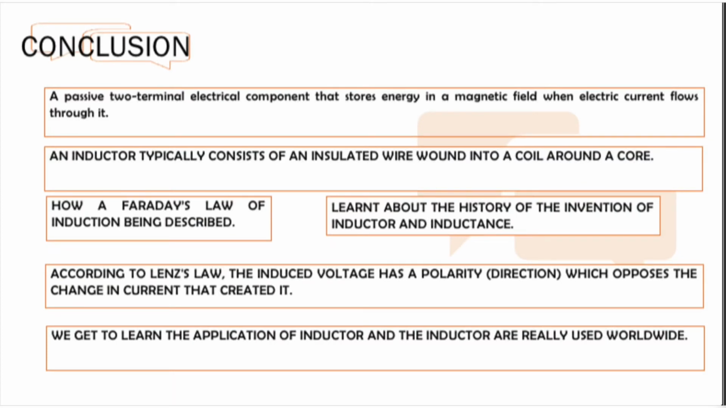So, based on the assignment that we have done, we can conclude that an inductor is a passive two-terminal electrical component that stores energy in a magnetic field when electric current flows through it. An inductor typically consists of an insulated wire wound in a coil around a core. When the current flowing through an inductor changes, the time-varying magnetic field induces an electromotive force in the conductor, described by Faraday's law of induction. According to Lenz's law, the induced voltage has a polarity which opposes the change in current that creates it. As a result, inductors oppose any change in the current through them.